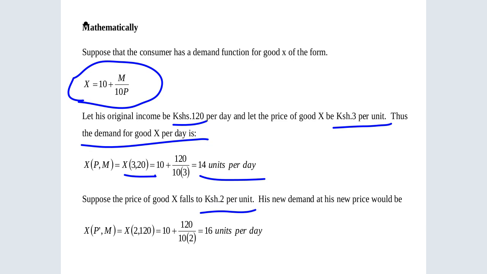Now, the new demand will be given by the following. At the new price, the consumer has now more income and can actually buy more than the previous amount. So at the new price we can compute the units demanded. Inserting the values in that demand function, you'll simply get 16 units.